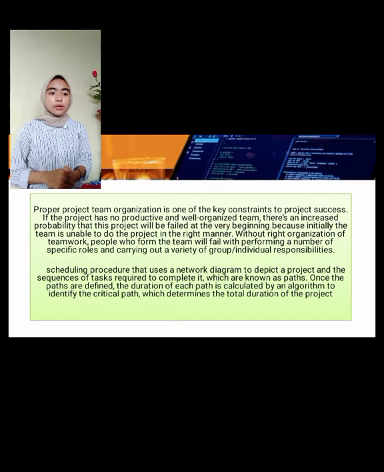Scheduling procedure that uses a network diagram to depict a project and assigns the tasks required to complete it, which are known as paths. Once the paths are defined, the duration of each path is calculated by an algorithm to identify the critical path, which determines the total duration of the project.